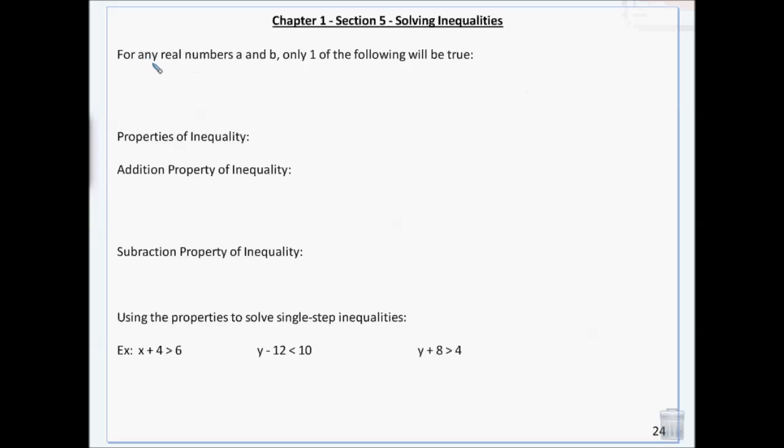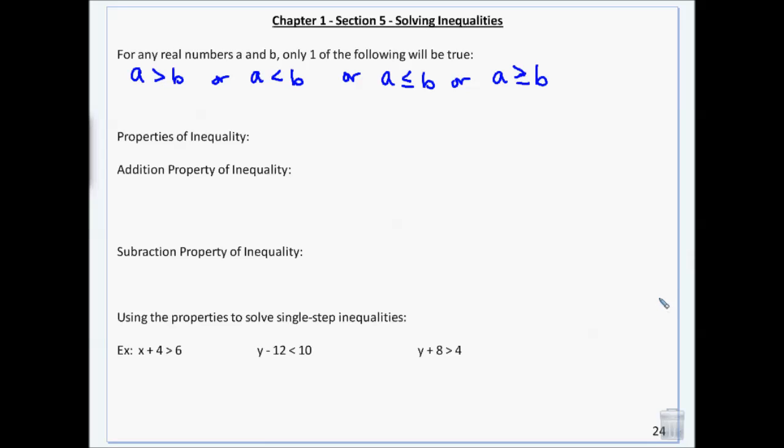We're on slide 24. For any real numbers A and B, so A and B are real numbers, not imaginary like on my shirt, only one of the following can be true. A is going to be greater than B, or A is going to be less than B. Or you can have or equal to. But you can't be both greater than and less than. So it's going to be one or the other.